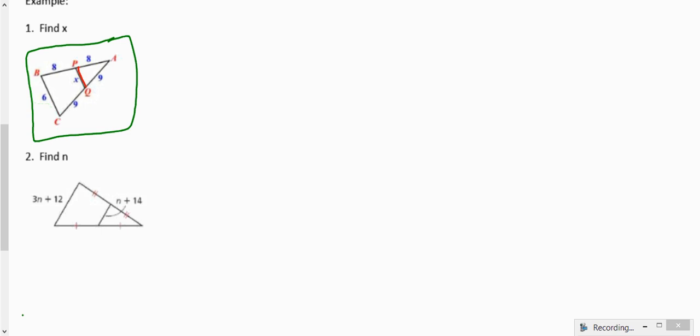The properties of those mid-segments, we said, was that it was parallel to the side it does not touch, but it was also half as big as the third side, or the opposite side that does not touch. So that means that X and 6 have this relationship, that PQ is half as big as BC. So we would just be able to say that X must be 3.